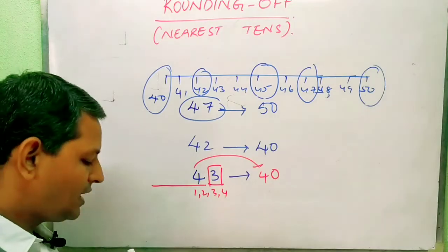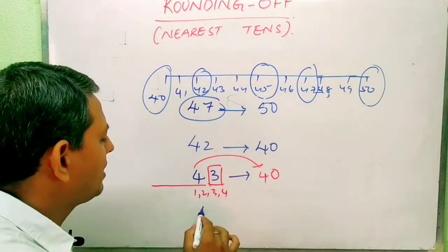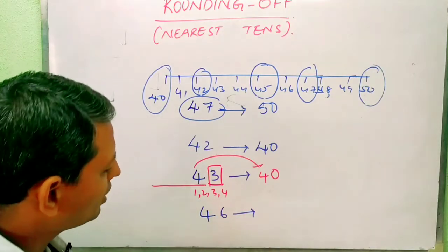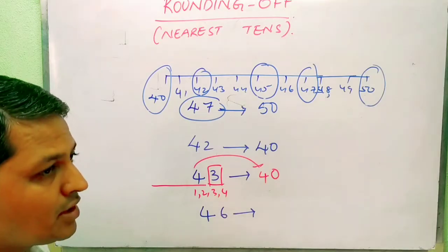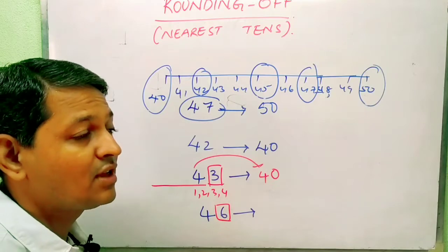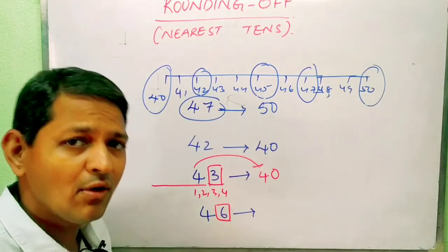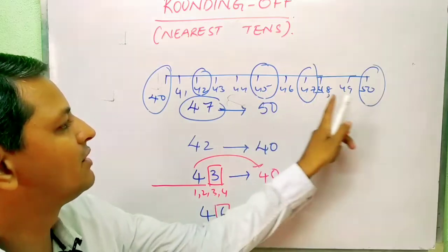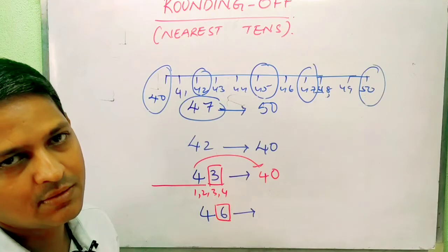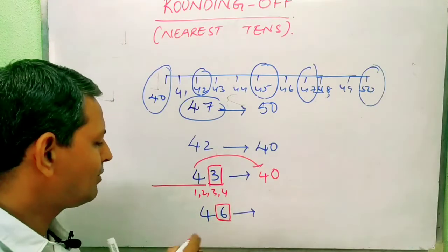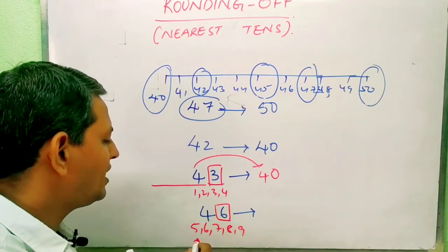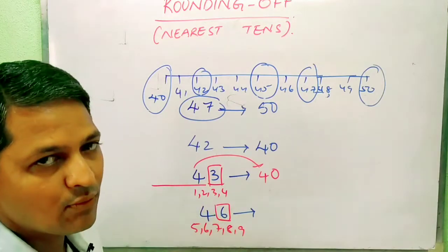Let us suppose there is a number like 46. Again, to round 46 to its nearest 10, we look at the ones place. If the digit in the ones place is 5 or more than 5, this rule is for 5 or more, because even if it is 5, we give it to the next higher 10. So 5 or more than 5 means 5, 6, 7, 8, 9.